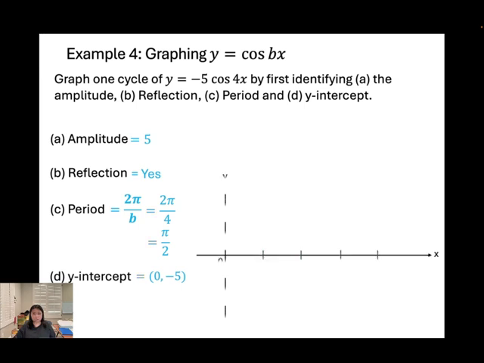Okay, right? Now, first, the amplitude is 5. So I'm going to put +5 and -5 here. And then the period is going to be pi over 2. So I'm going to put pi over 2 here.